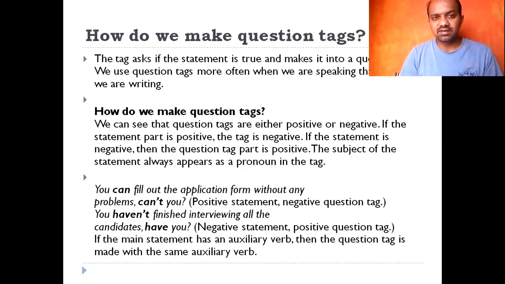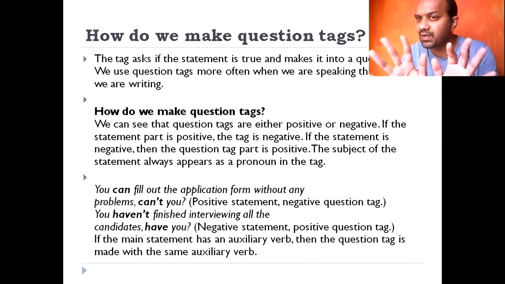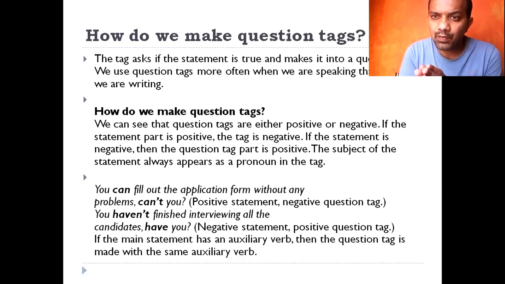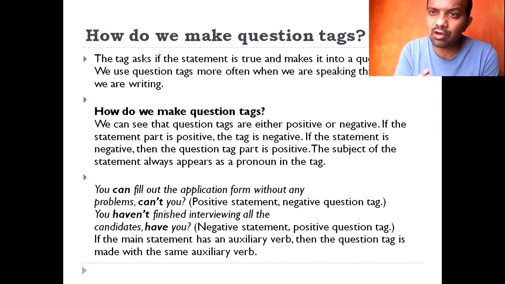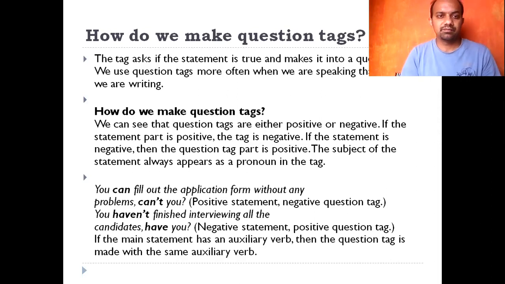So how do we make question tags? The question tags are made based on the statement we have. A statement is changed, or a tag is added to it, to make it a question. We use question tags more often when we are speaking. We don't do that when we are writing. When writing, we ask WH questions most of the time, or questions demanding yes or no in the case of conversations.